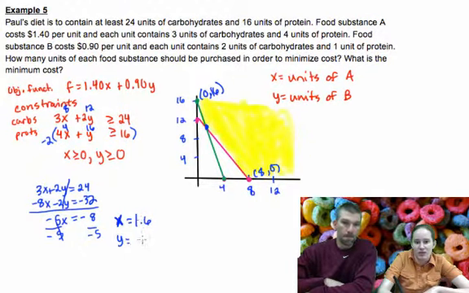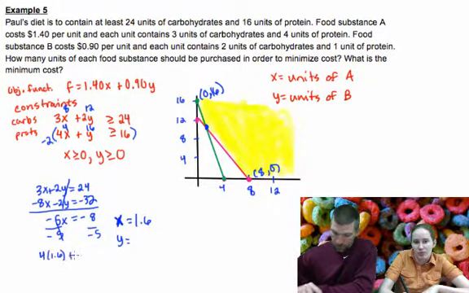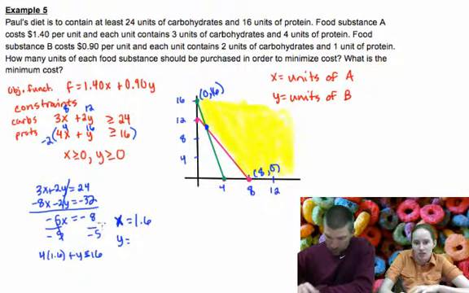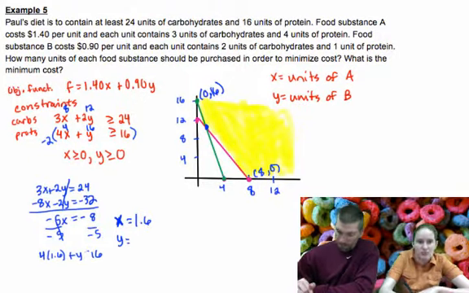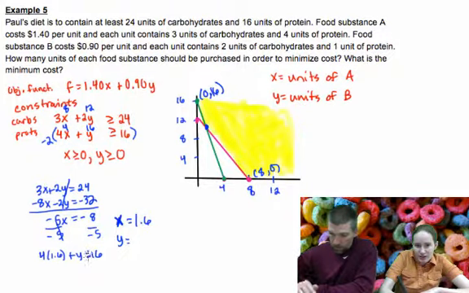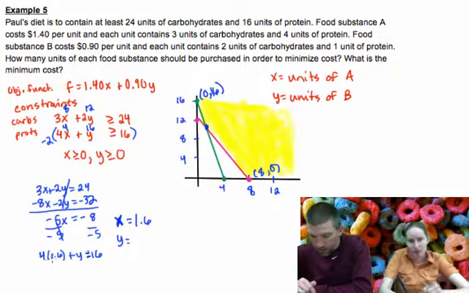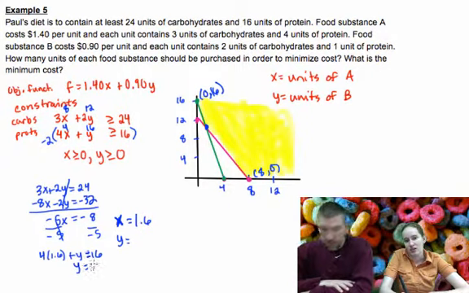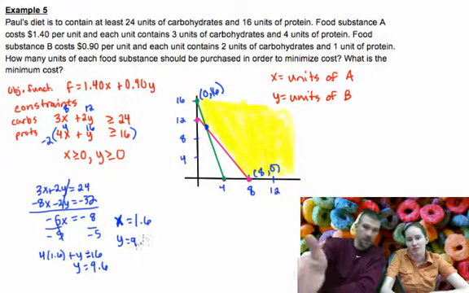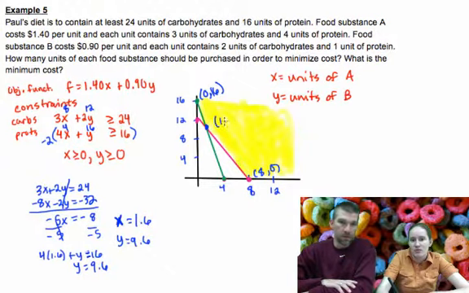Either way works. So if x is 1.6, then 4 times 1.6 plus y equals 16. You're subtracting that from 16. So 4 times 1.6 is 6.4, and you subtract from 16 to get 9.6. Does that seem right? Looks about right. So 1.6 comma 9.6.